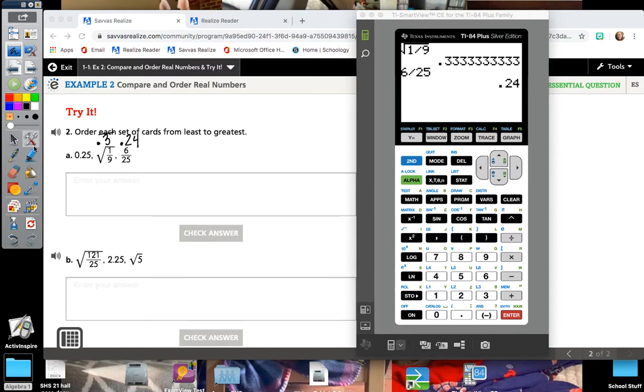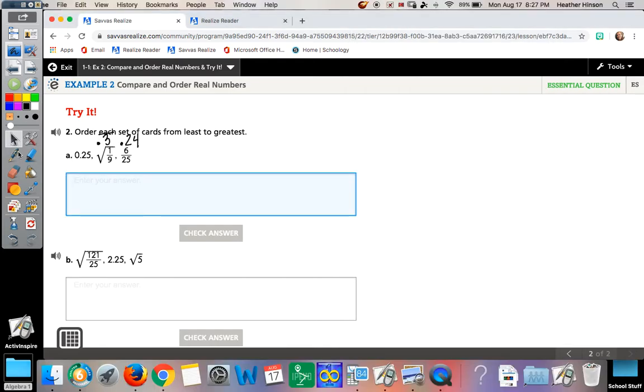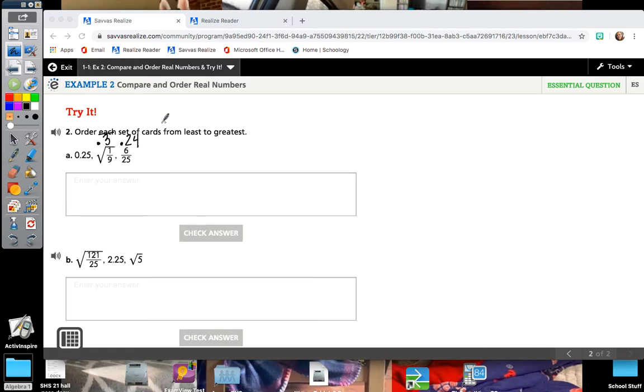So, which one of those is the least? We got 0.25 dollars, 30 cents, or 24 cents. Well, 24 cents is going to be the least. So I'm going to type it in as a decimal and see what it gives me, because it doesn't give us a square root option.